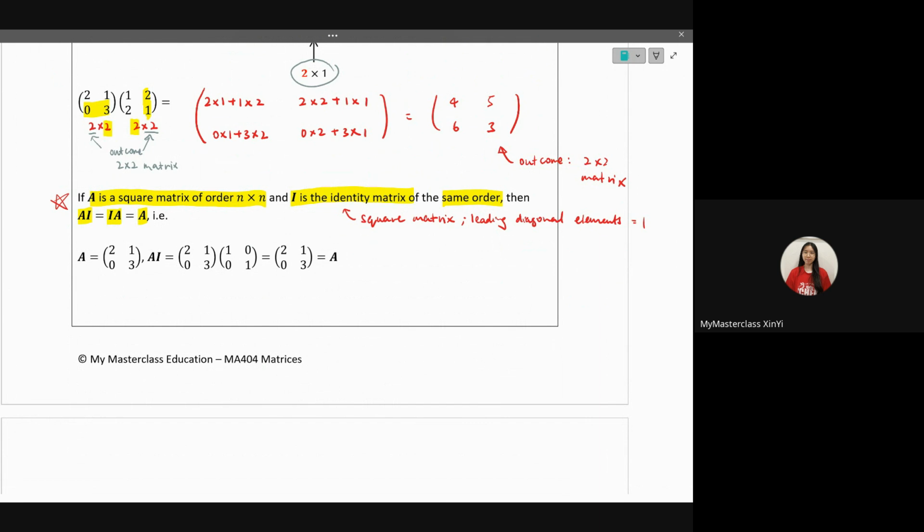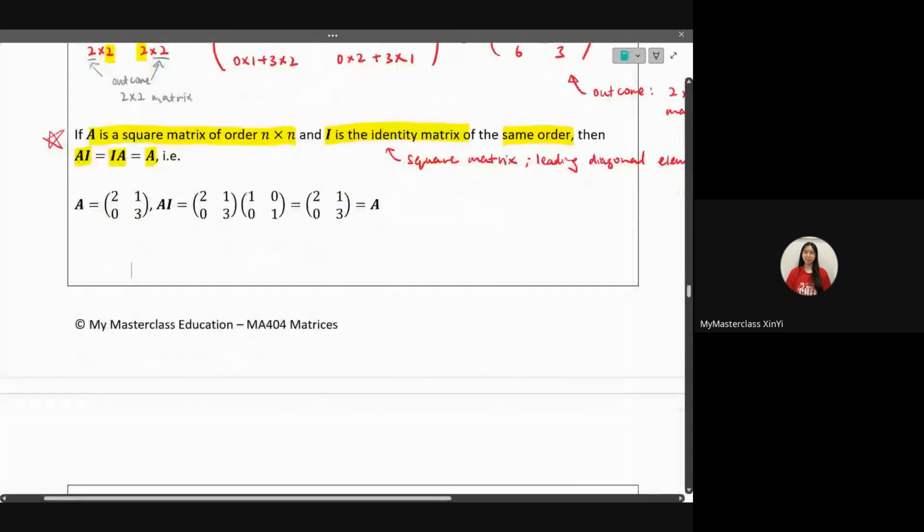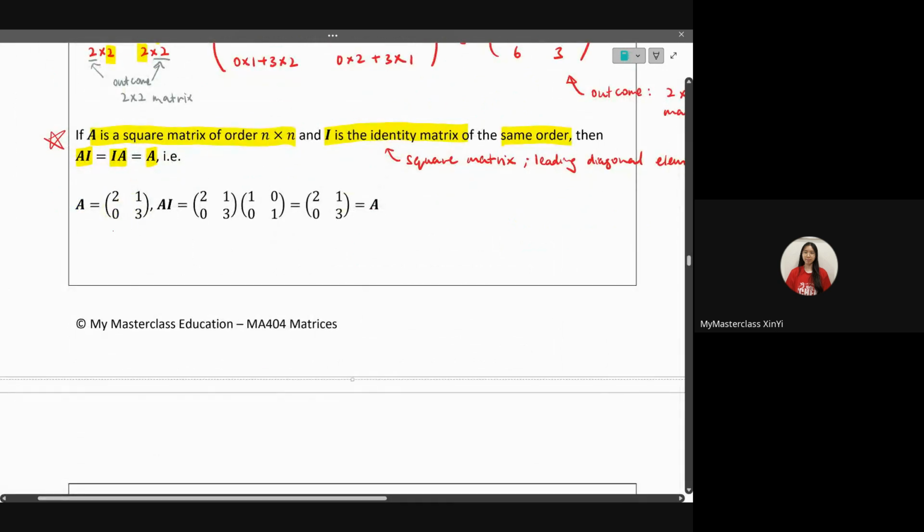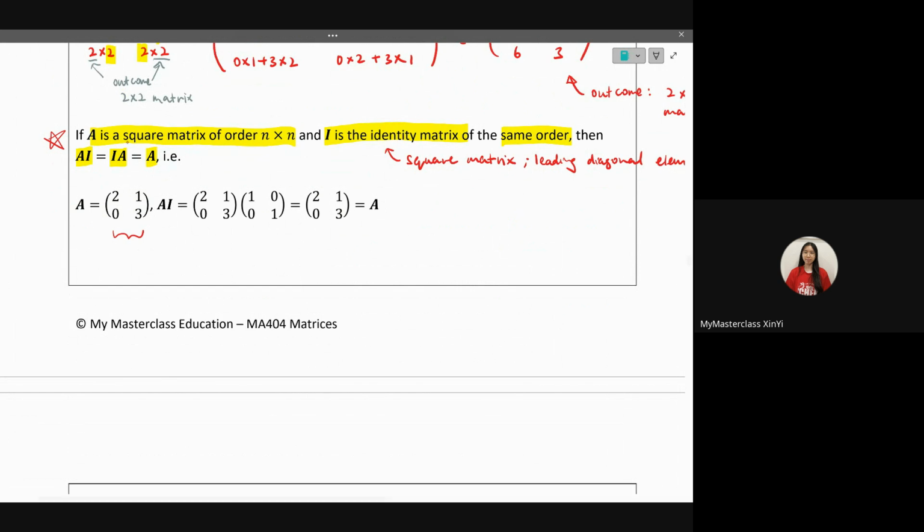So let's look at this example over here. Let's say you have matrix A, that is this square matrix. It must be a square matrix, first of all. When you multiply it to an identity matrix, the identity matrix can only be 2 by 2, because when you do matrix multiplication, first of all, the orders should match. So if this is a 2 by 2, then your identity matrix can only be 2 by 2 also, because your identity matrix must be a square matrix also. So if this is a 2, then this should also be a 2. Then your ultimate outcome will also be a 2 by 2 matrix.